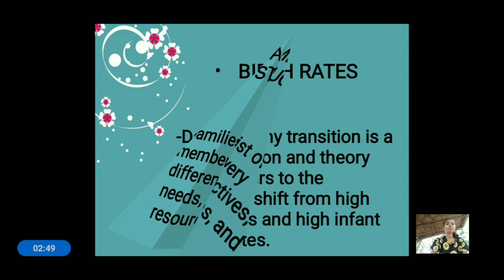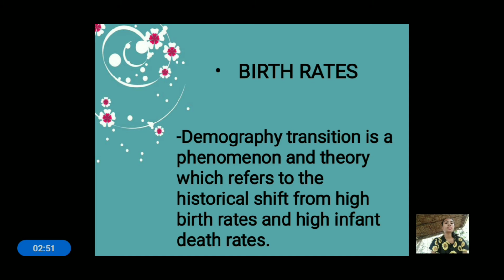Next is birth rates. Demographic transition is a phenomenon and theory which refers to the historical shift from high birth rates and high infant death rates. This part tackles the rate of births, the number of people born, and the rate of deaths, the number of people who died. From this, we can determine the high and low rates of either birth or death.